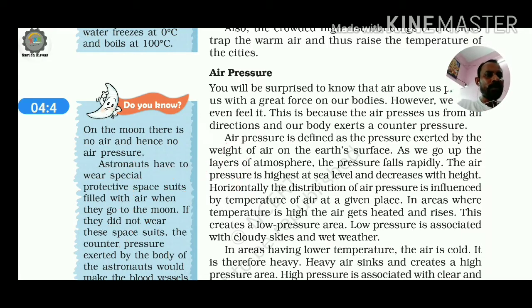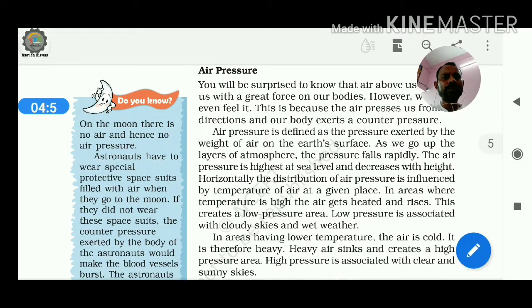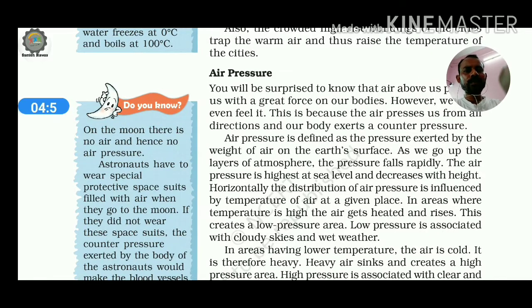So here you look at that particular line, horizontal distribution. As we go horizontally, the distribution of air pressure is influenced by the temperature of air at a given place. In areas where temperature is high, the air gets heated and rises. This creates a low pressure area. Low pressure is associated with cloudy skies and wet weather.